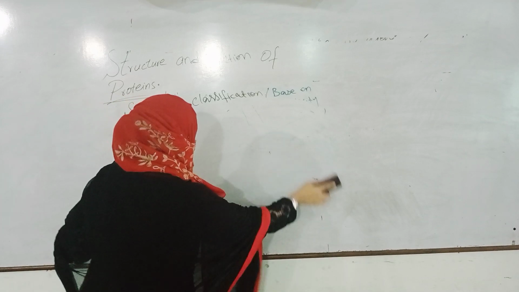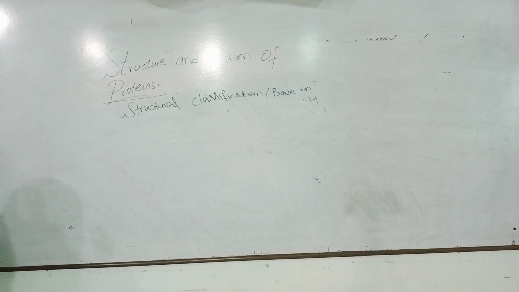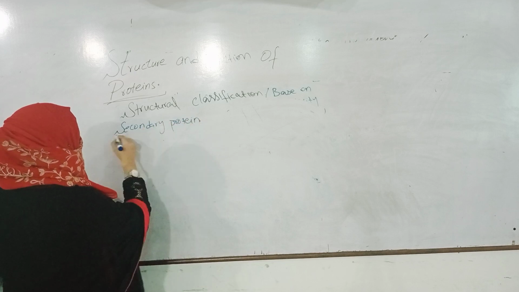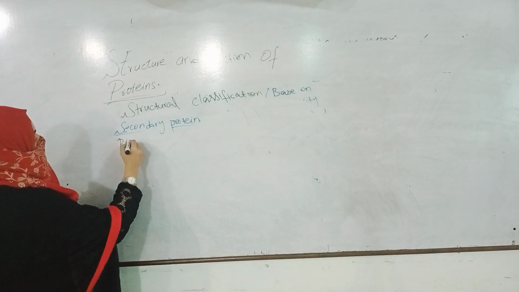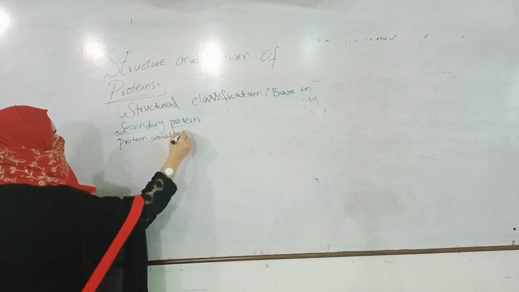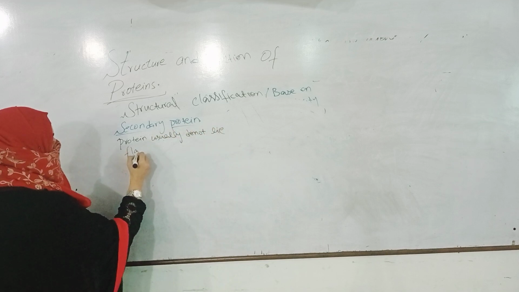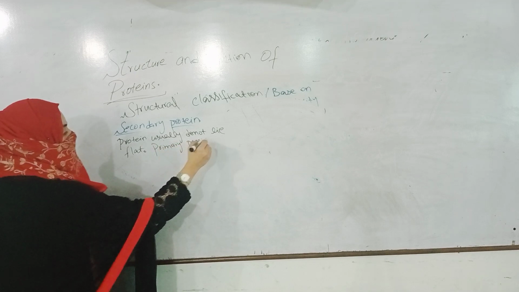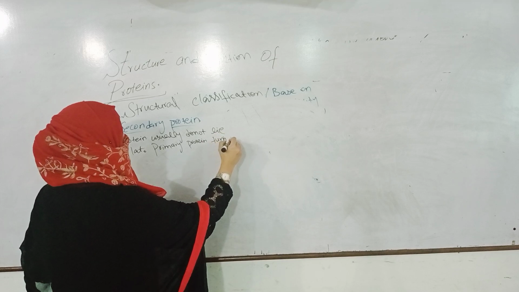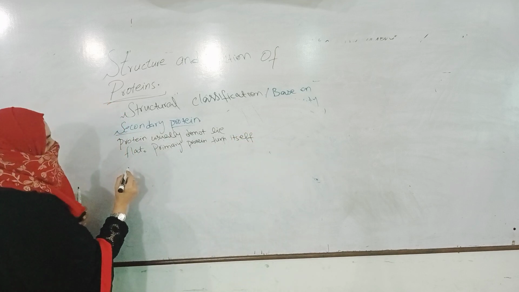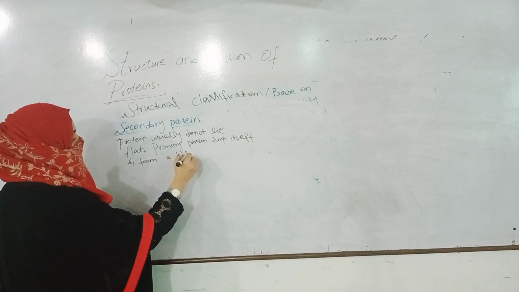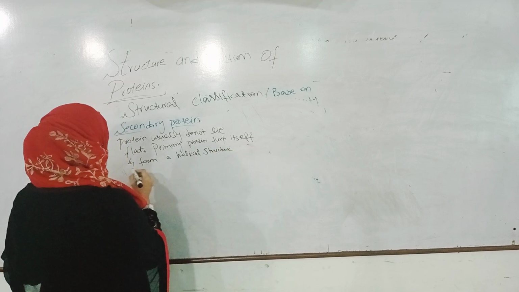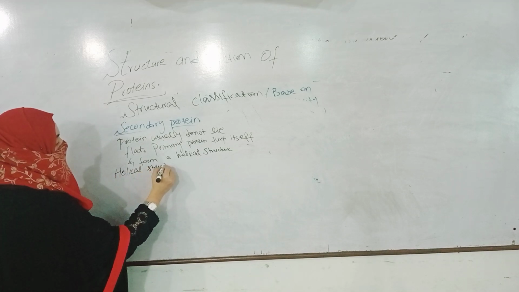As I said, in these forms of proteins we move towards a greater complexity of structure. So what is the secondary protein? Proteins usually do not lie flat like the primary protein. In the case of the secondary protein, the primary protein turns itself and forms a helical structure. That helical structure of the protein is called the secondary protein.